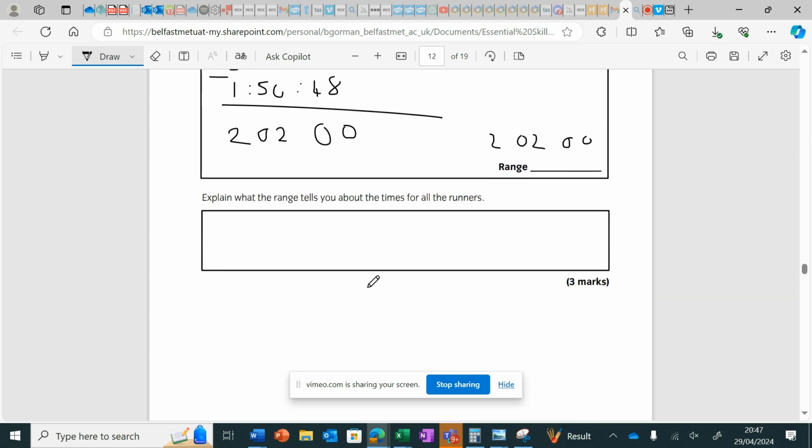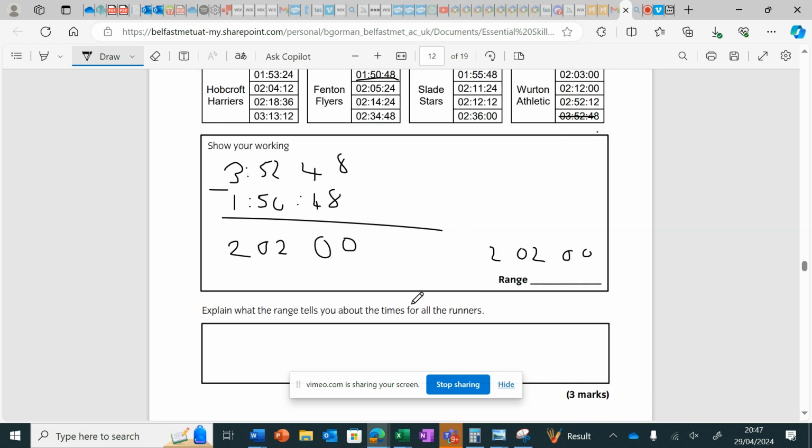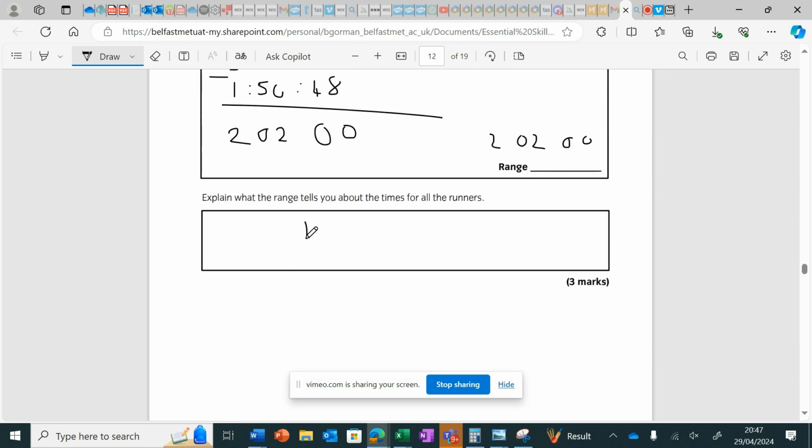What does that tell you about the times for the runners? Well, 2 hours and 2 minutes is quite a difference between the person who finished first and last. So I'd say it's high. The range is high, which means inconsistent. That little word again, inconsistent. So range is high, which means inconsistent.